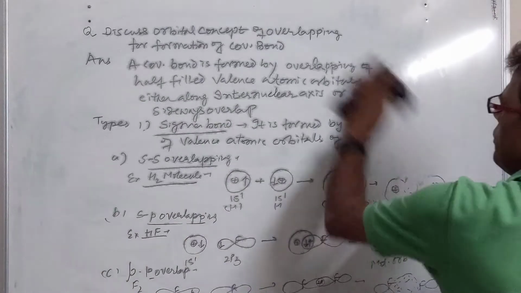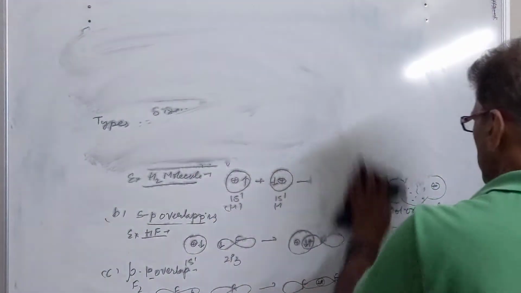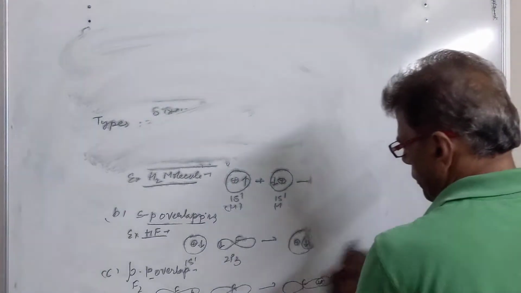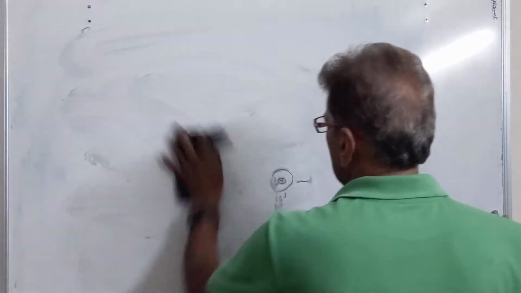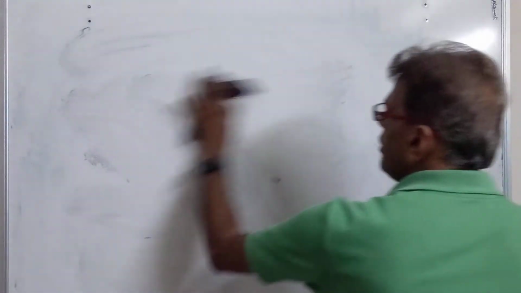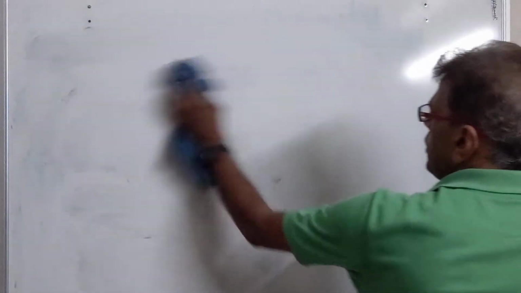Then we have another type of overlap by which pi bond is formed. So this was the case of sigma bond. By three means it is formed: by s-s overlapping, by s-p overlap, and by p-p overlap.